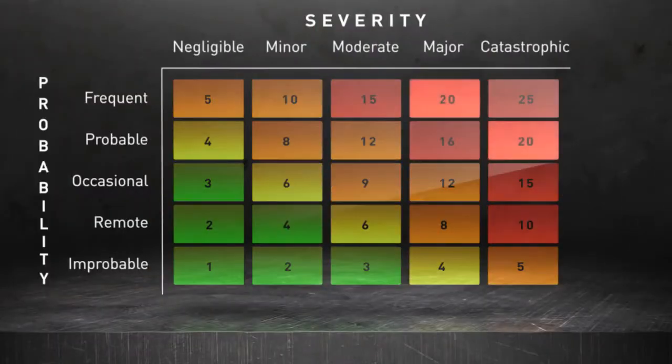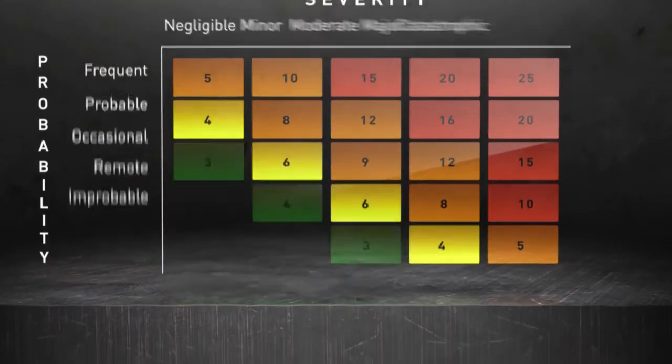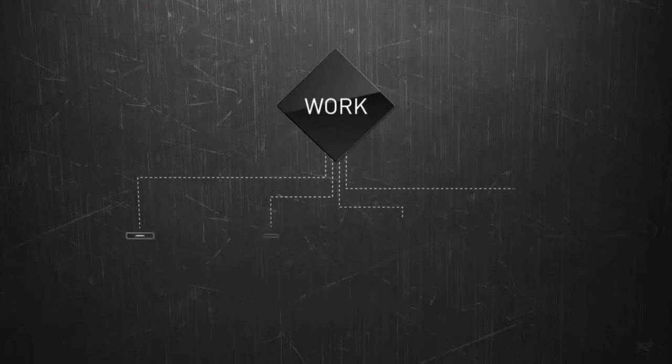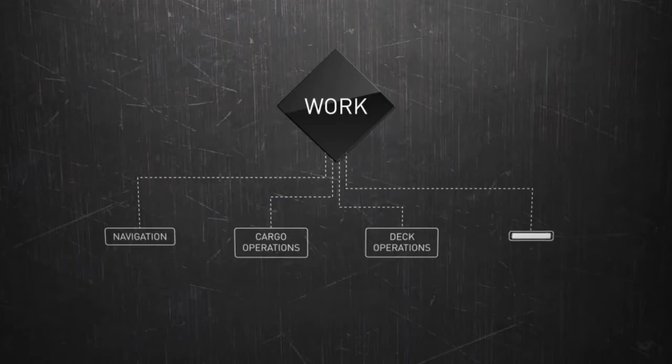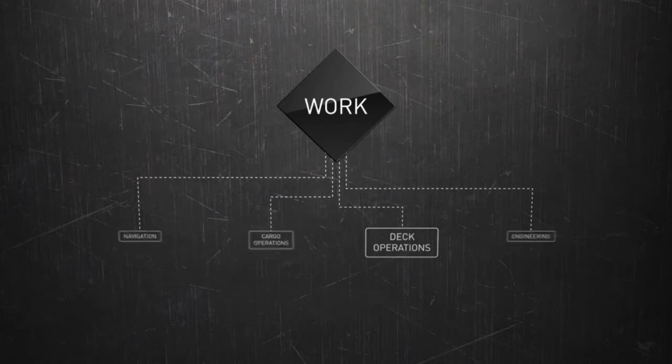As we saw earlier, a risk matrix can be used. A flow chart can also help determine the steps required to adequately assess the risk for a given task. First, work is divided into groups such as navigation, cargo operations, deck operations, and engineering. Once the activity has been placed into a group, our next step is to identify all potential hazards.